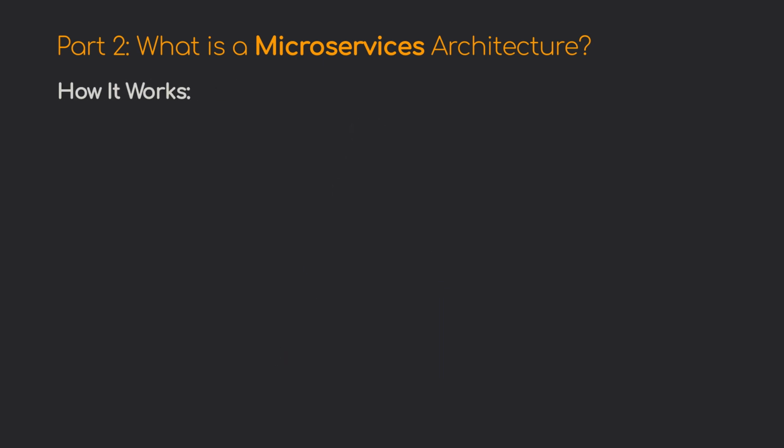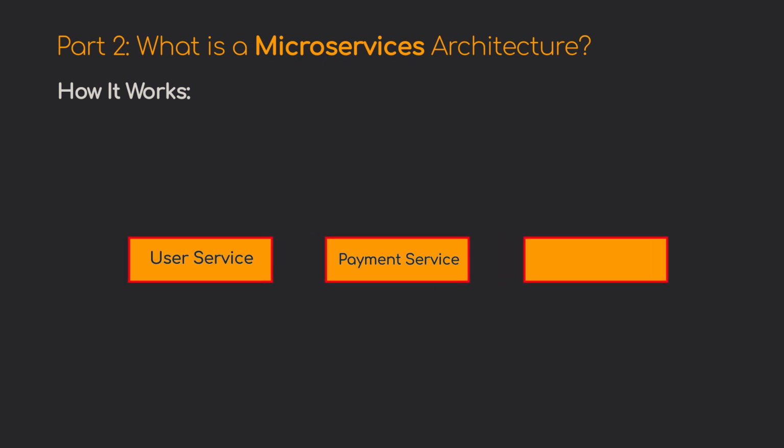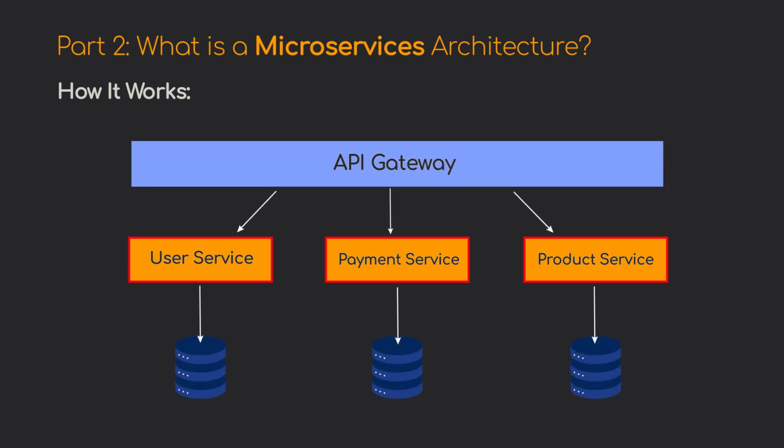How it works. Application is split into independent services: user service, payment service, product service. Each service has its own database and logic. Services communicate via API.